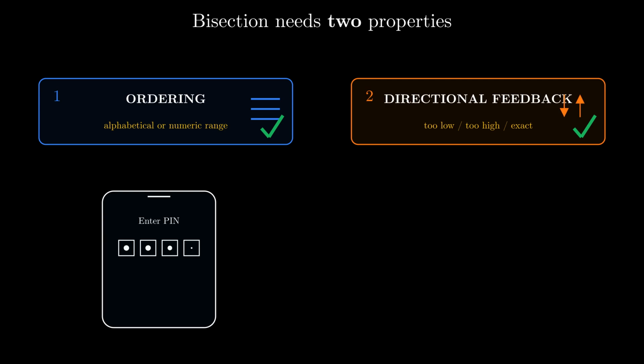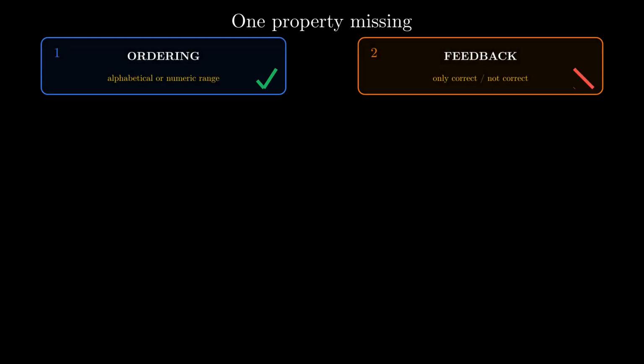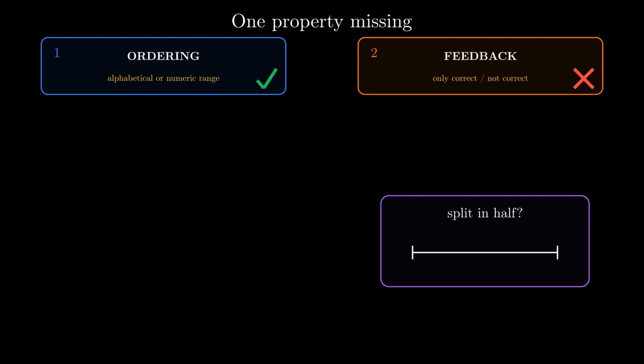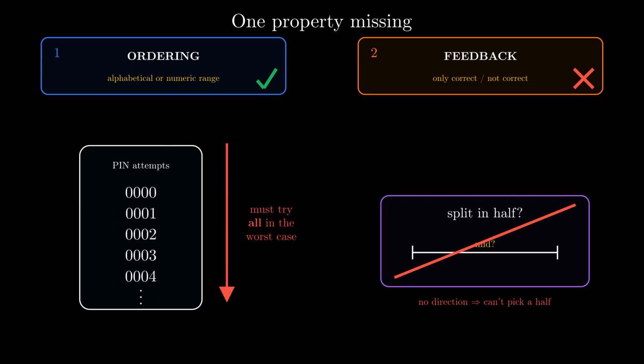You're guessing a 4-digit PIN on a phone, and the only feedback is correct or not. Can bisection search crack it quickly? No. The feedback only says correct or wrong. It never tells you whether your guess was too high or too low. Without that direction, you can't decide which half to throw away. In the worst case, you'd still have to try every combination, so you might as well count up one at a time, from 0000 to 0001 to 0002, and on outward. The second property, directional feedback, is exactly what's missing.